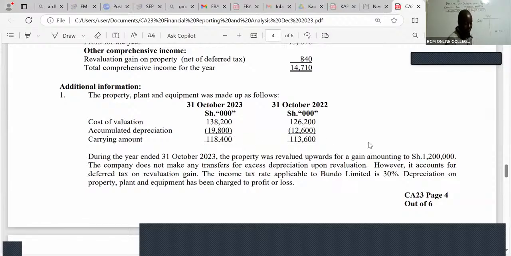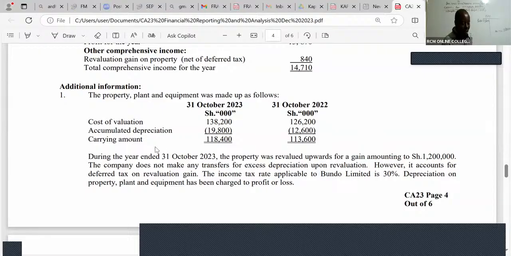So we have 113,600, and then balance carried down 2023 is 118,400. And then, ladies and gentlemen, remember what makes these assets go up? It's either through revaluations or we purchase new ones.